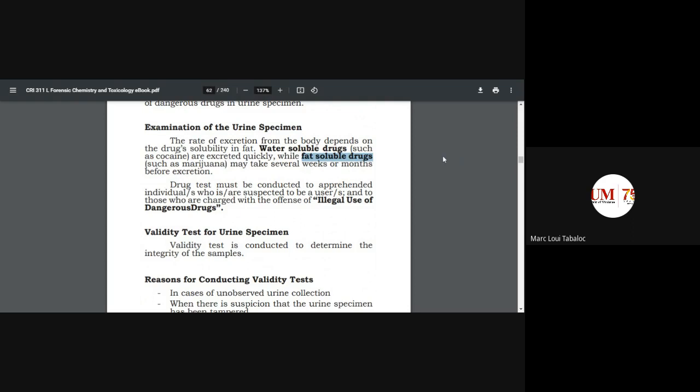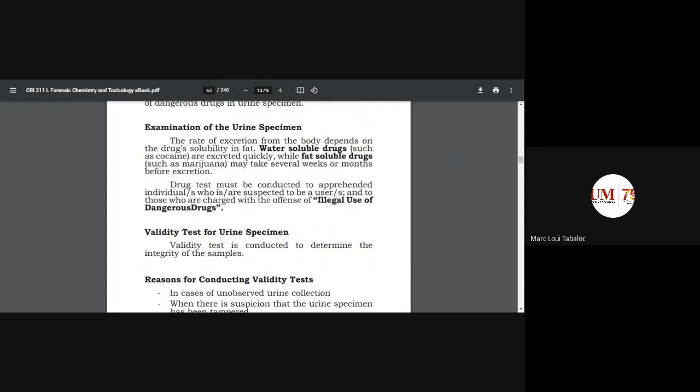ang direction ng kanilang pagpasok sa katawan is much more different than those ingested, commonly mga water soluble drugs. So for example, like marijuana, it will take several weeks or months before ma-completely wala sa body system yung contents ng marijuana. Sa cocaine, it is more or less a week or sabihin natin mga 3 to 5 days or 3 to 6 days. So drug tests must be conducted to quickly apprehend the suspected individual. Kaya nga ang mga forensic chemists, they have equipment that would really yield and create results as quickly as possible.